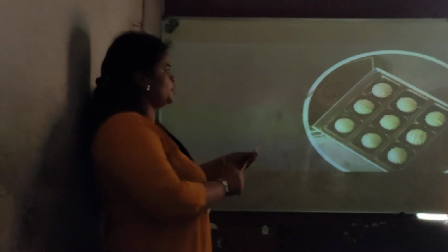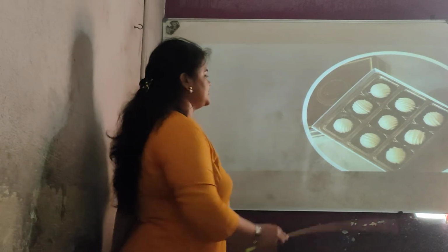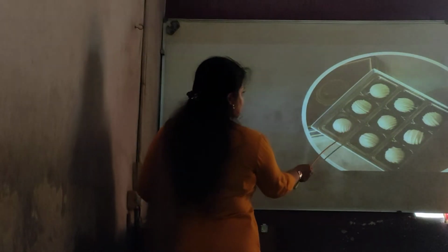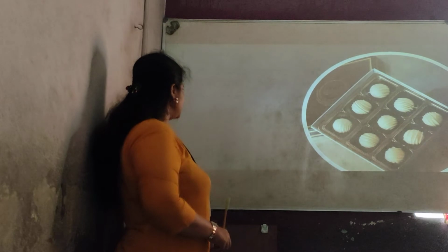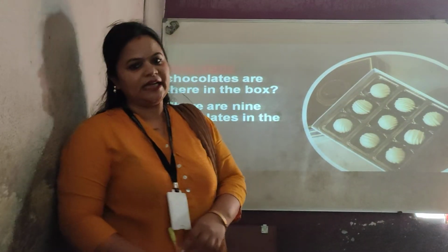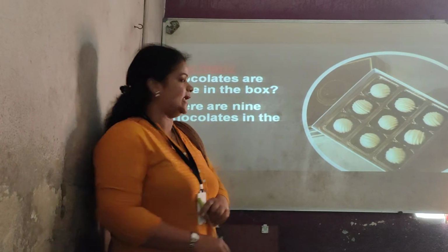Now here, what do you see here? One chocolate box is given and we have to count the chocolates. Now count 1, 2, 3, 4, 5, 6, 7, 8, 9. So we can count the chocolates here. Yes or no, children? So which question word will we use? Yes, right. How many? The word how many is used to ask about the countable things.